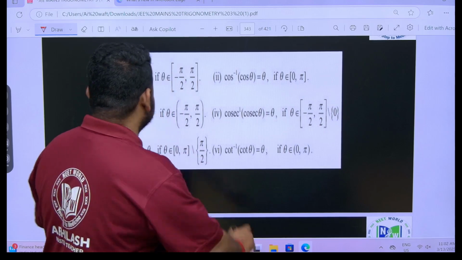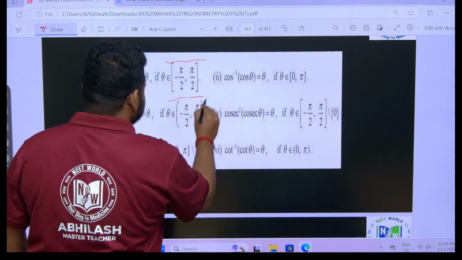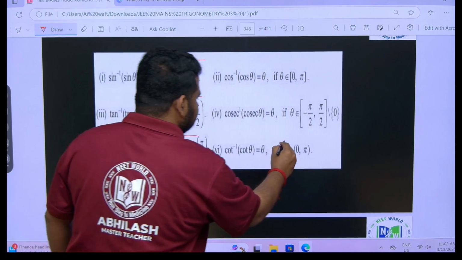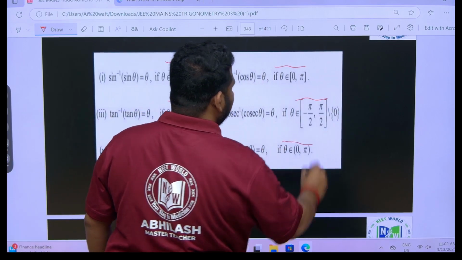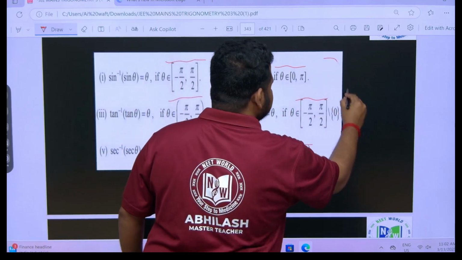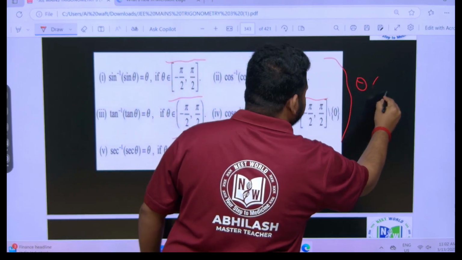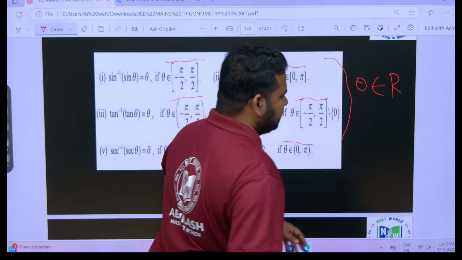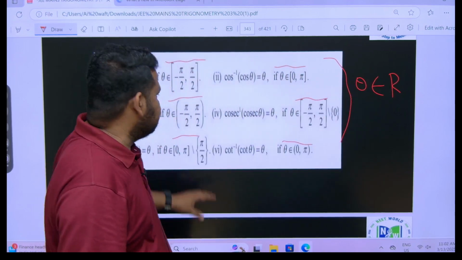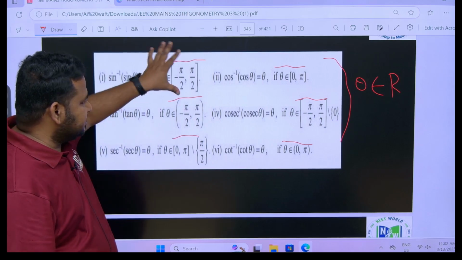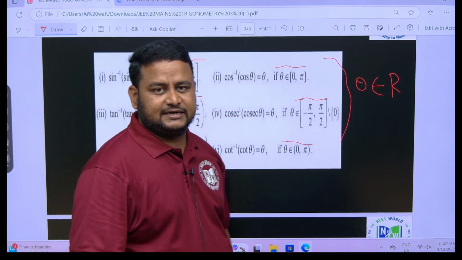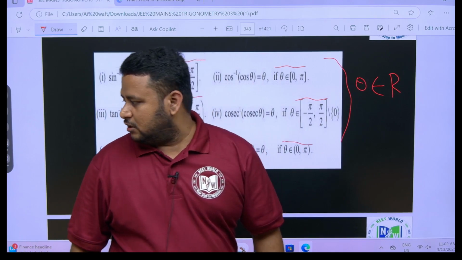What is this? I can simply write it as: where theta belongs to the range. These are all the ranges of these functions. Got it? So theta belongs to the range. Okay, next thing.